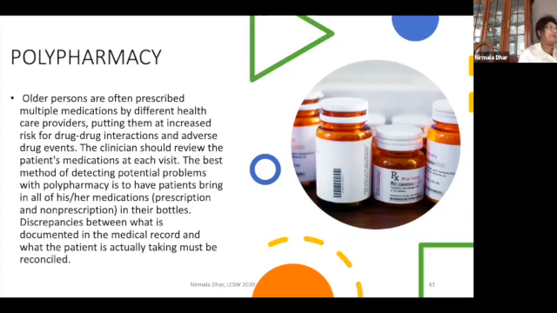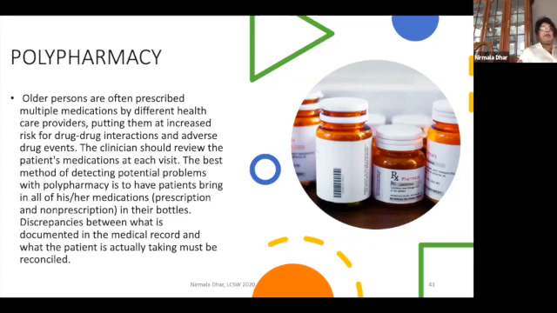Absolutely something that is preventable. Older adults are often prescribed multiple medications by different healthcare providers, putting them at increased risk for drug-drug interaction and adverse drug events. The clinician should review the patient's medications at each visit.